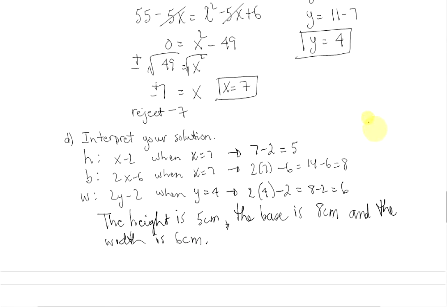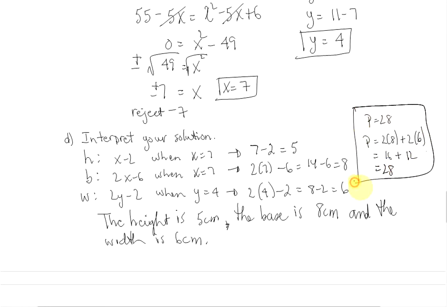So for perimeter, we know perimeter is 28. So if I go twice the base and twice the height, right? So 2 times 8 plus 2 times, oops, sorry, this is 6, 2 times 6. I get 16 plus 12, which is 28. Okay, so that works. For area, base times height, right?